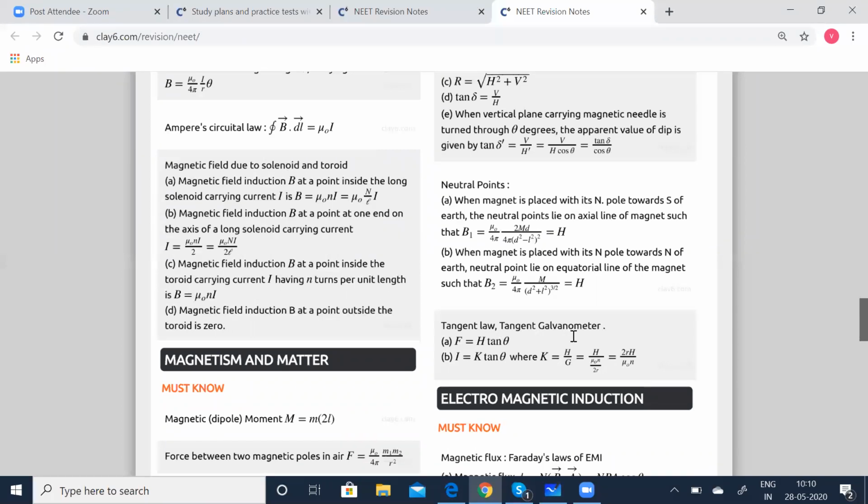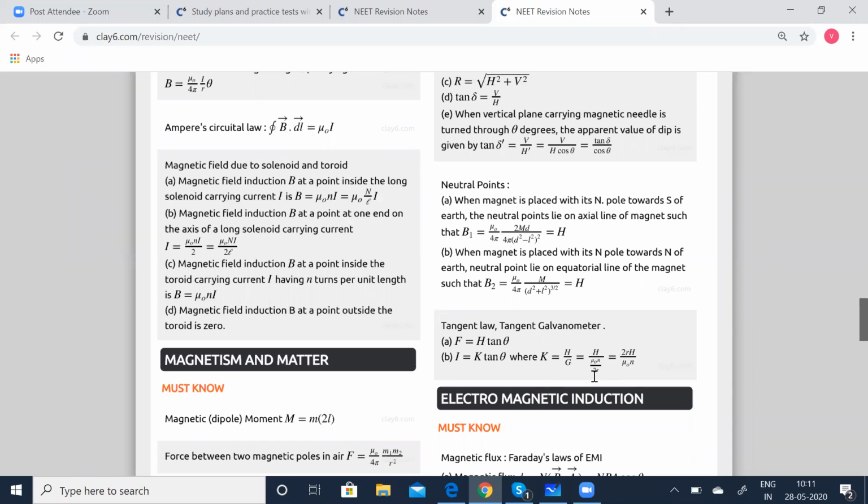Tangent law, tangent galvanometer: F is equal to H tan theta, or I is equal to K tan theta, where K is equal to H by G, which is equal to H by mu 0 n by 2R, which is equal to 2RH by mu 0 n, where H is the horizontal component, mu 0 is the permeability, and n is the number of turns. Generally the K value will be given, mu 0 is a constant, and R is the radius.